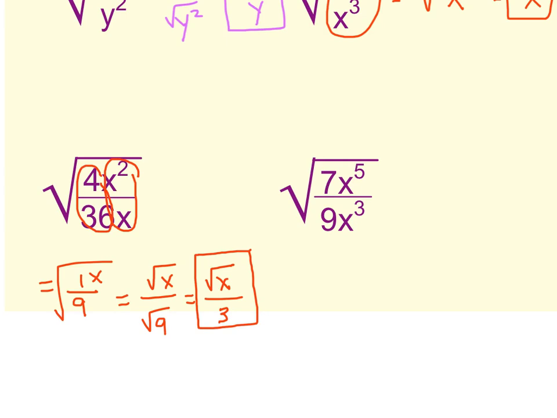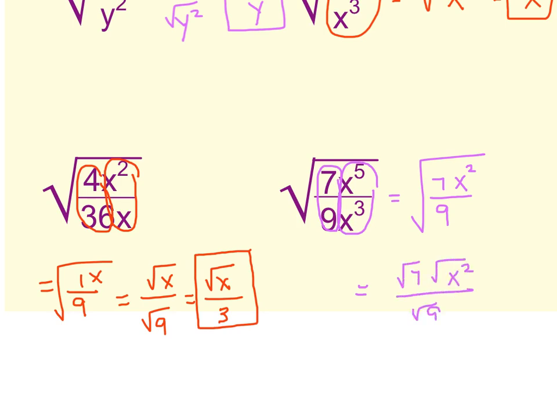Alright, next one we have this 7 over 9, which doesn't reduce, so we're going to leave the 7 over 9. But we can do something with those x's. X to the 5th over x cubed becomes x squared on top, and then we're square rooting that. So now we have a few things. You want to square root the 7, square root the x squared, and square root the 9.